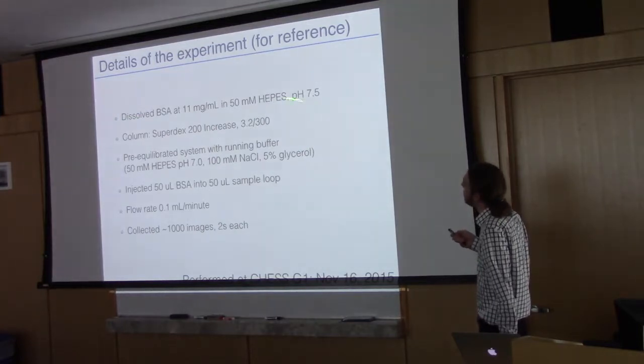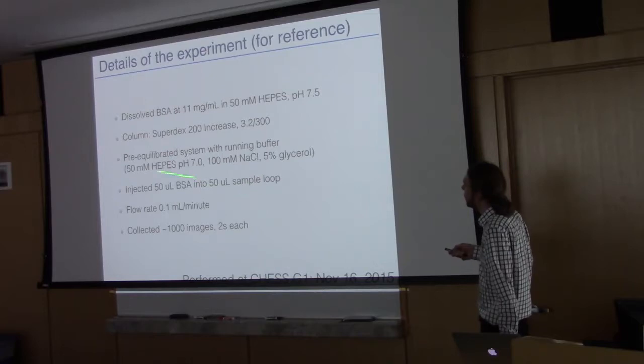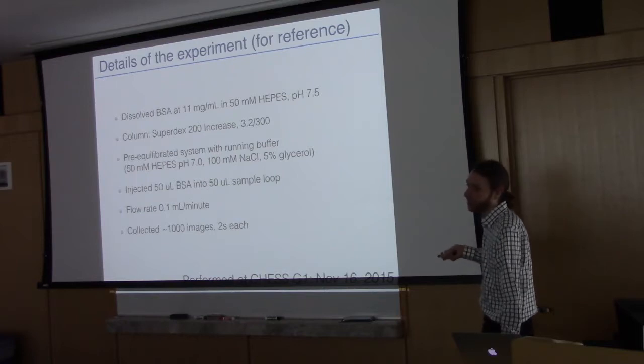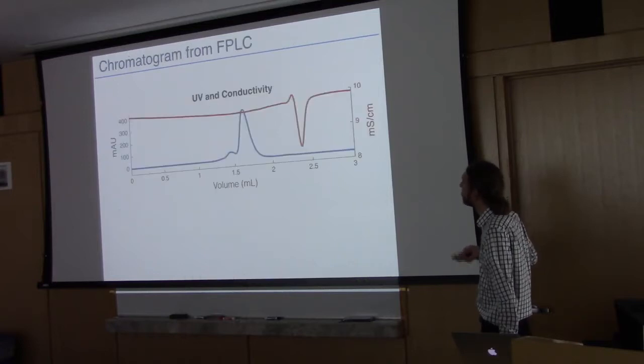I dissolved it in some buffer. I used the Superdex column. I pre-equilibrated the system, and then I injected the BSA. Actually, the BSA was not even in a matching buffer. You'll notice that I didn't have glycerol in the buffer. It didn't have NaCl. So I was relying on the SEC to give me a good buffer match. I injected in the sample loop, and I collected 1,000 images. This was done at CHESS a couple years ago.